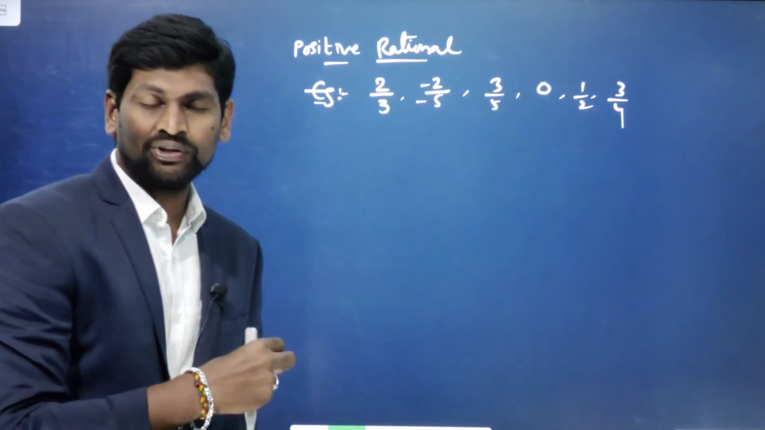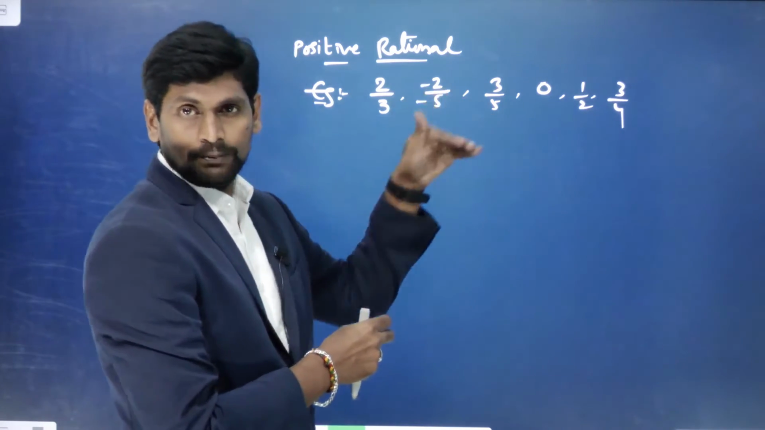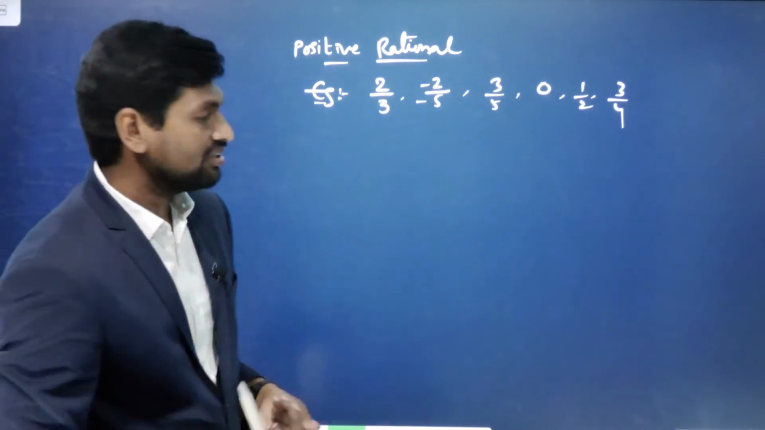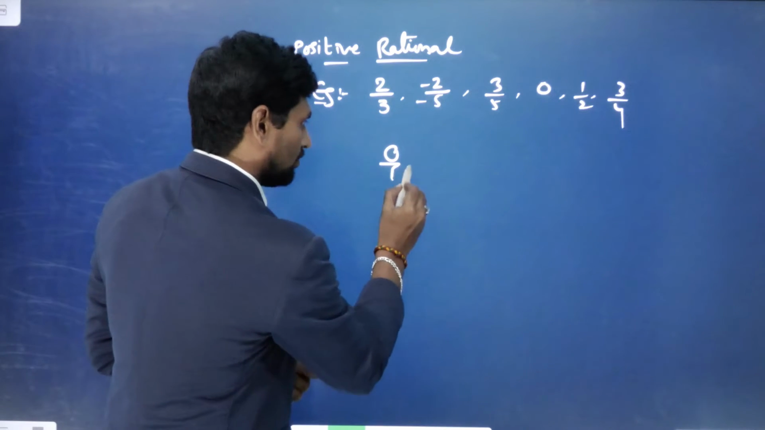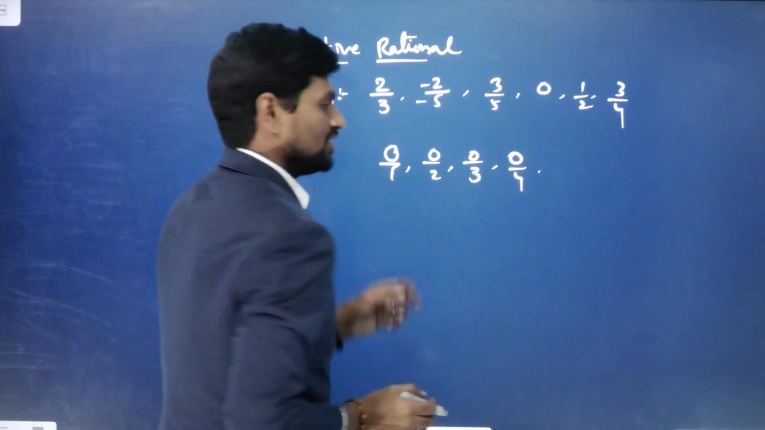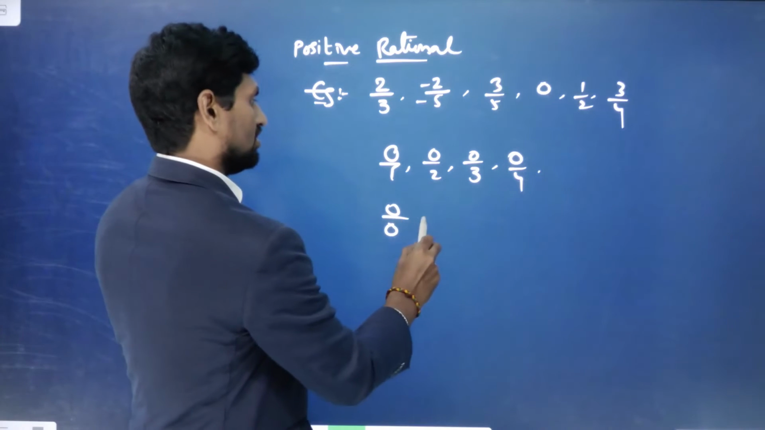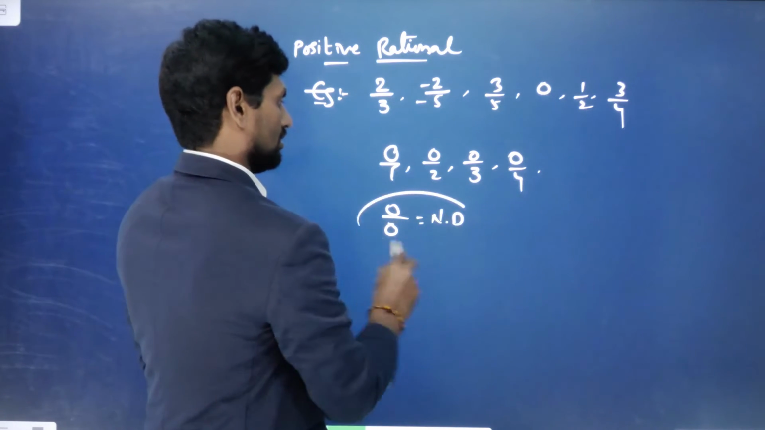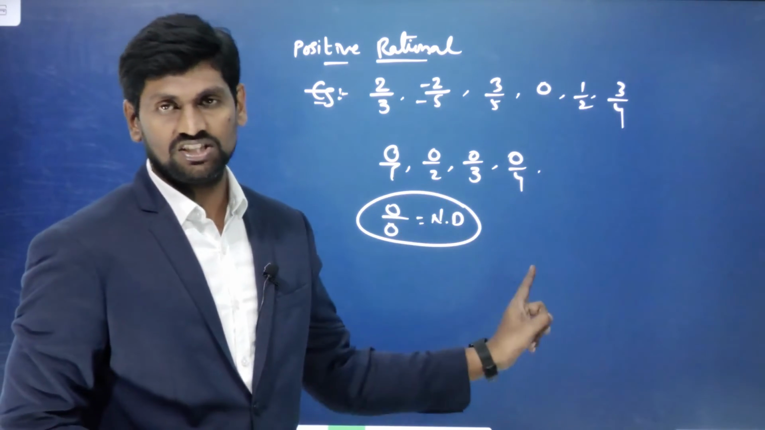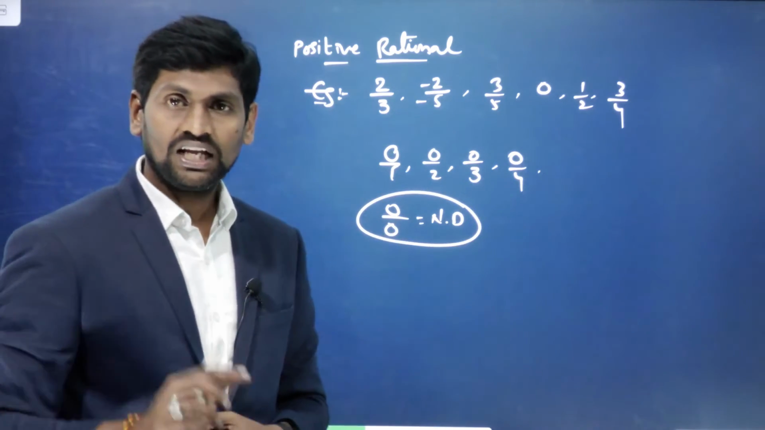According to the definition, the number must be in the form of P by Q. Can we write 0 in the form of P by Q? Yes, we can write 0 by 1, 0 by 2, 0 by 3, anything. 0 by anything is 0, except 0 by 0, which is not defined. 0 by any number, whether positive or negative, always gives 0 only. So we can express 0 in the form of P by Q. Got it?